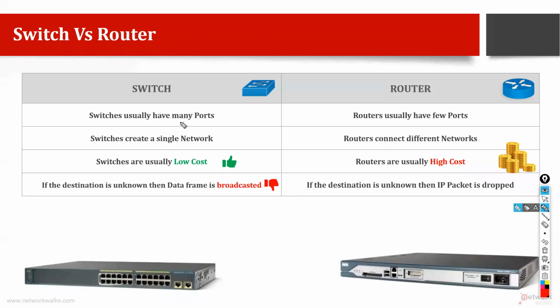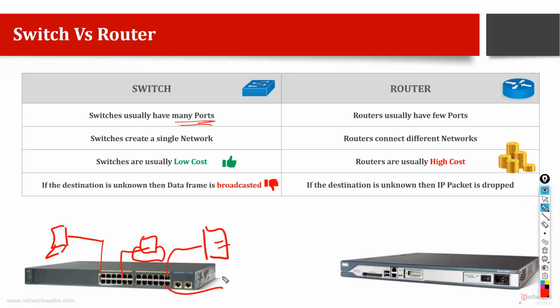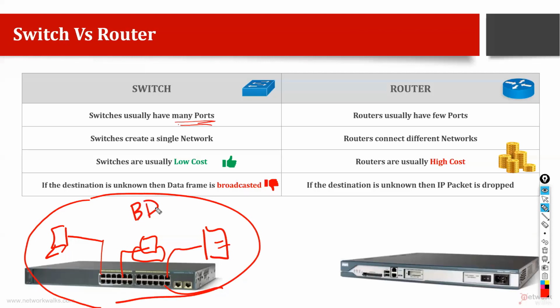So switches usually have many ports. Now you understand why they have many ports? Of course, because they have to connect the computer, a printer, maybe a server, maybe a television, voice over IP camera, or anything. So they have to create one network, because they create one broadcast domain and they connect different hosts together to make one network. So one switch is equal to one network.